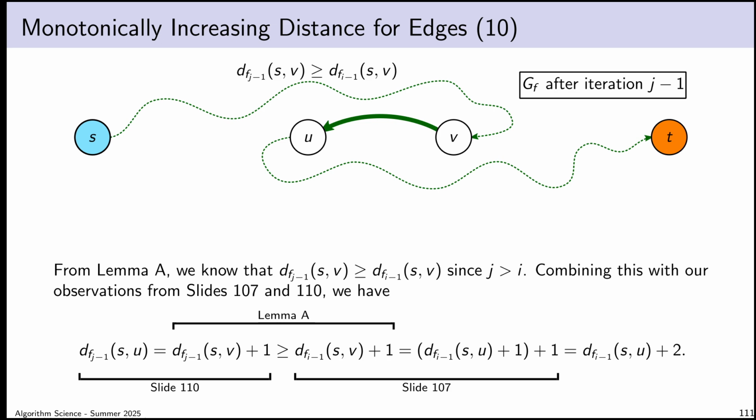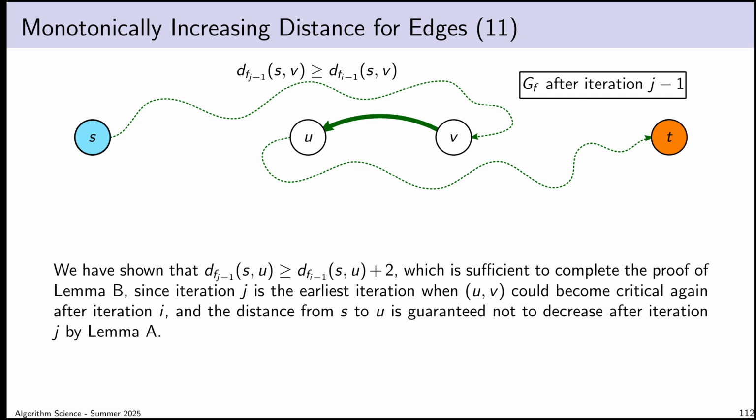If we expand everything out and collect terms, we get this. So what I have shown is that the distance from s to u at iteration j is at least equal to the distance from s to u at iteration i, all plus 2. And that's actually what we were trying to prove. That's the proof of lemma B. So we've shown that the distance at iteration j from s to u is greater than or equal to the distance at iteration i from s to u, all plus 2, which is sufficient to show what we needed to show.